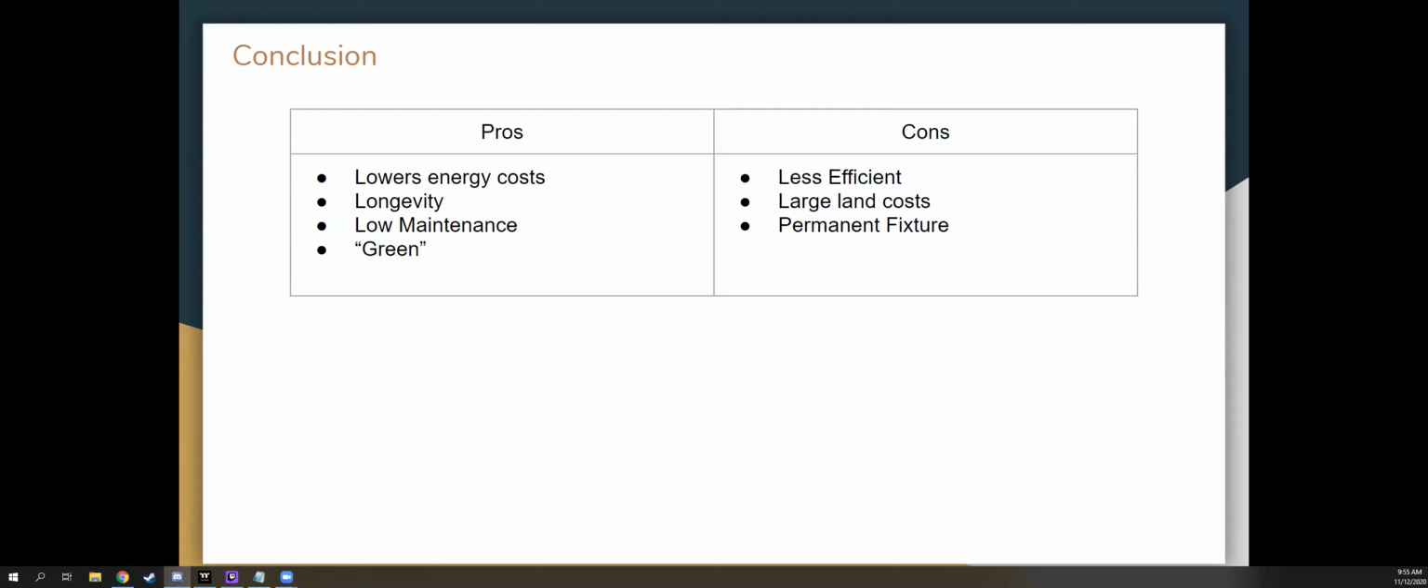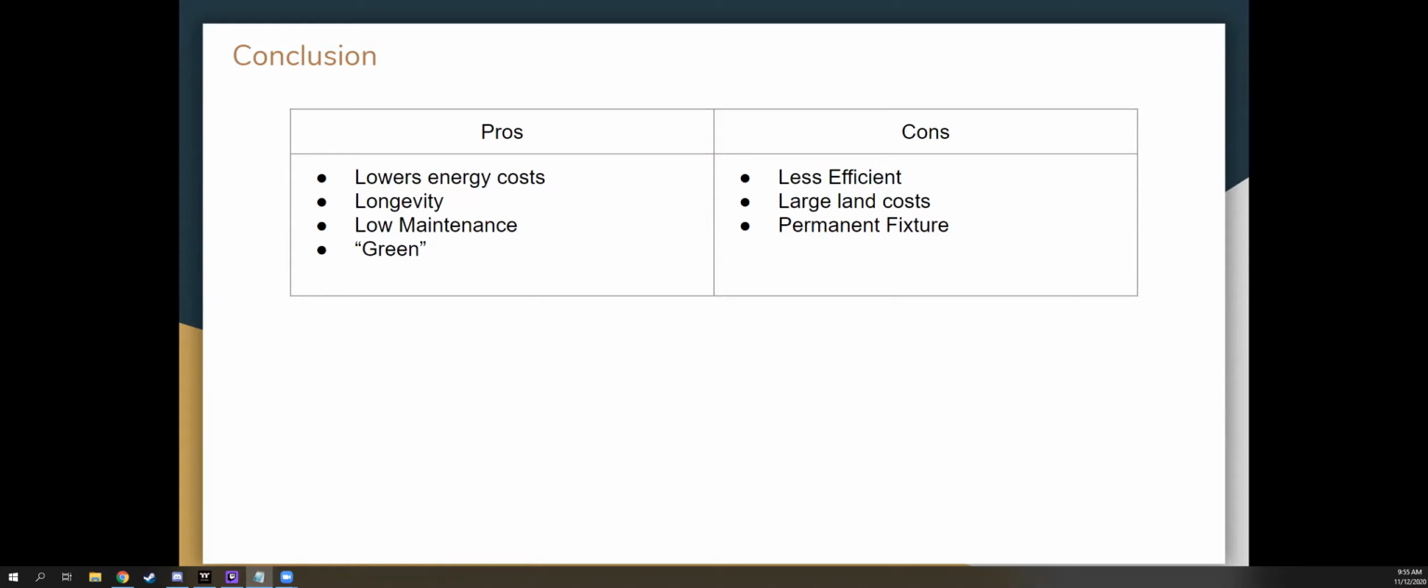And there is a short pros and cons list that I've got organized. So we can see that it does give us lower energy costs overall. They last a really, really long time compared to some other systems. And they don't require much maintenance, and I would consider them green. They don't have huge carbon emissions or anything like that.